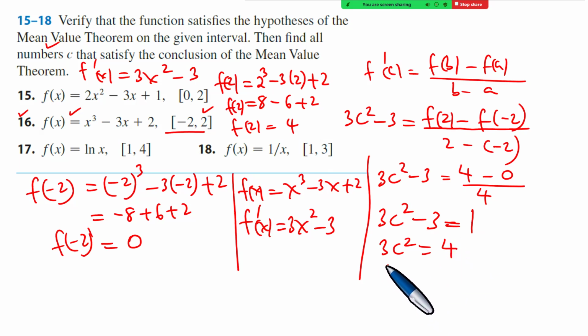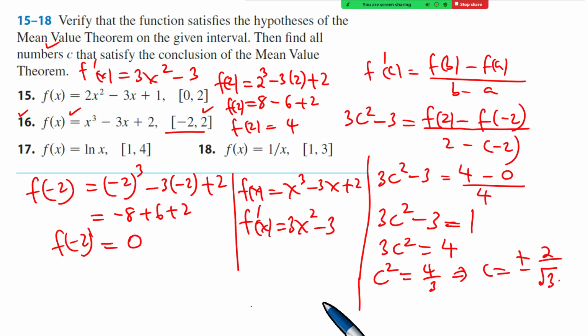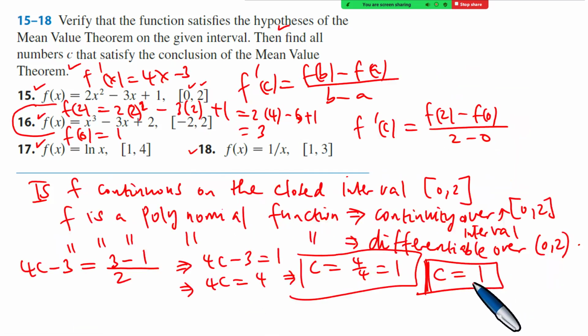At this point, we divide both sides of the equal sign by 3, getting c squared equals 4 over 3. And what is this? We are able to see that this is plus or minus the square root of 4 over the square root of 3. The square root of 4 is 2, and the square root of 3 remains the square root of 3. Now, these are the numbers c, but you need to check these numbers. Do these numbers lie in the interval here? Like in the first case, where we got the number c equals 1, the number c must lie in this interval.